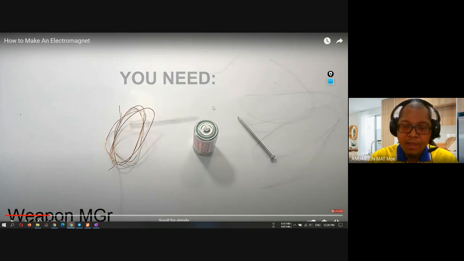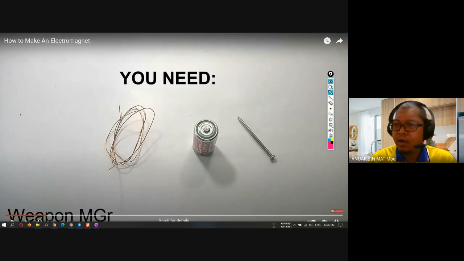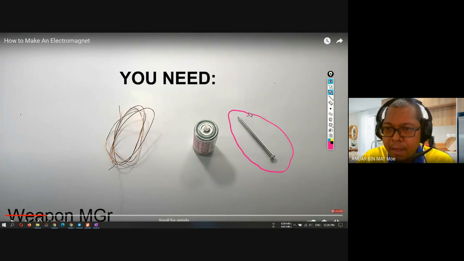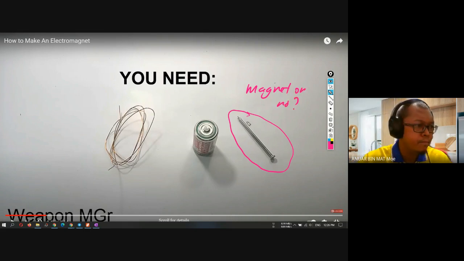What you need here is a copper wire, a battery, and an iron nail. Before the experiment, the iron nail over here, class, is it magnetic or not magnetic? Yes, it is not magnetic. So in this experiment or this activity, we want to make the iron nail become magnetic. So how do we want to make it magnetic?